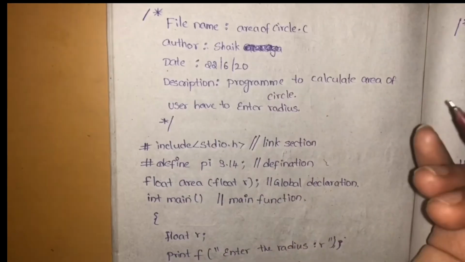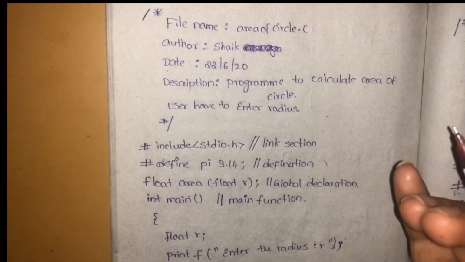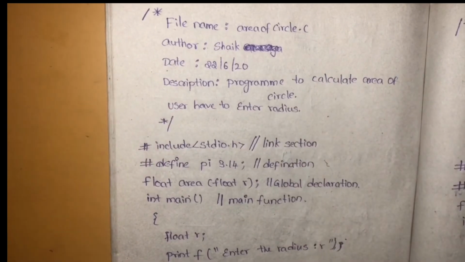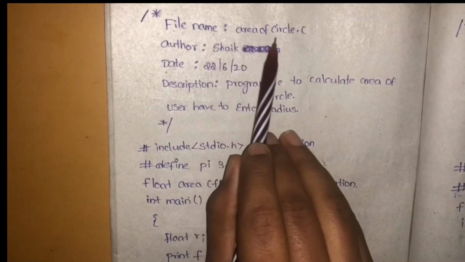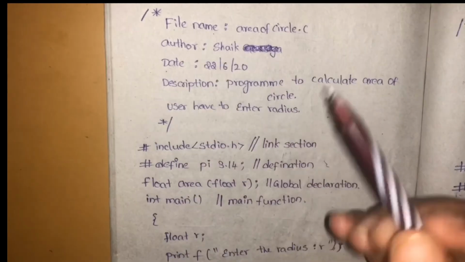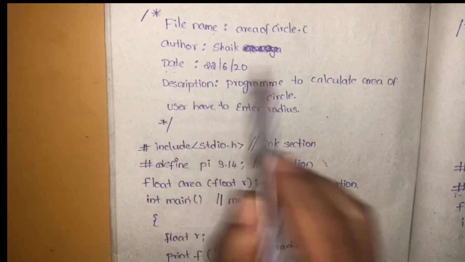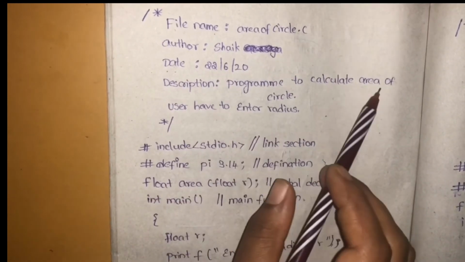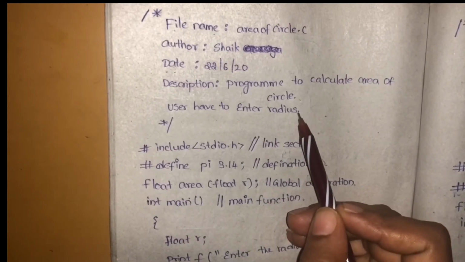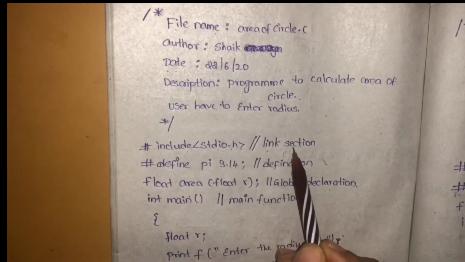Now it's time to summarize what we have discussed about the basic structure of a C program. I have discussed the documentation; once again I am discussing it briefly. This is the file name, area of circle.c, and the author Sheikh is writing this program, the time of coding, on which date you are writing this program, and the description, program to calculate area of circle, or you can add many things regarding your program. The user has to enter the radius. This is a link section.